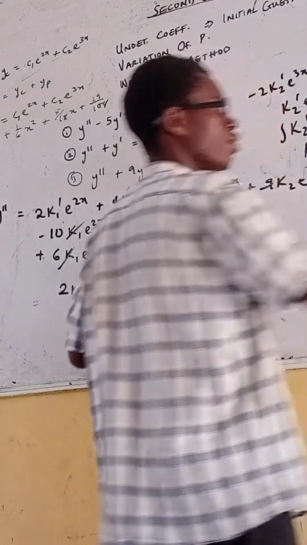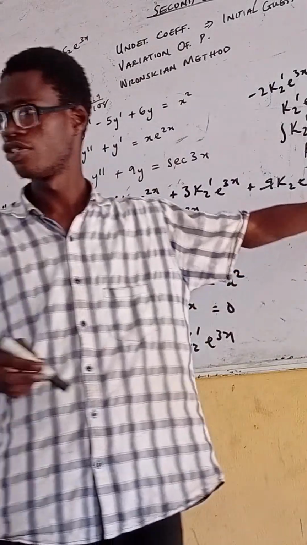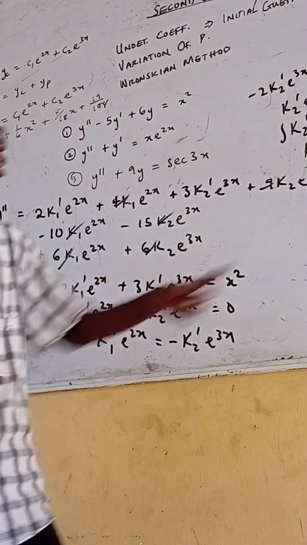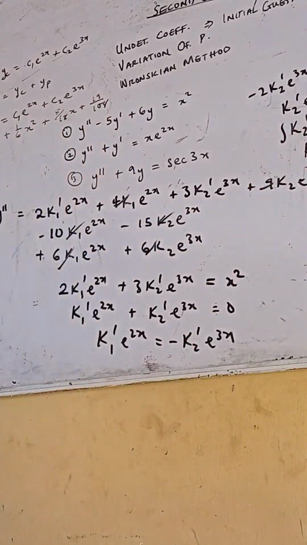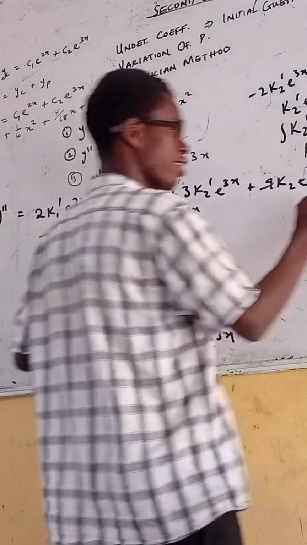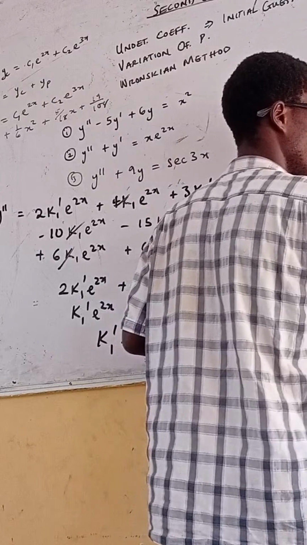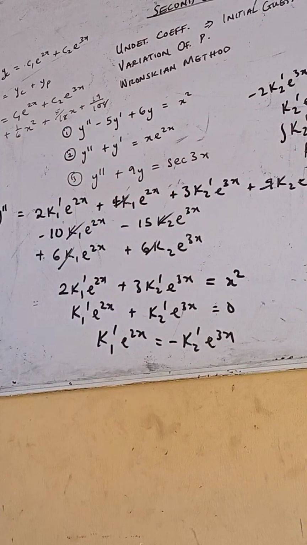We have LIATE. You remember this thing? Logarithm, inverse, algebraic, trigonometric, and exponential functions. So that's the order you use. This is algebraic, so it is your u. This is exponential, so it is your dv. By parts, integral of u dv equals uv minus integral of v du. That's the formula for integration by parts.